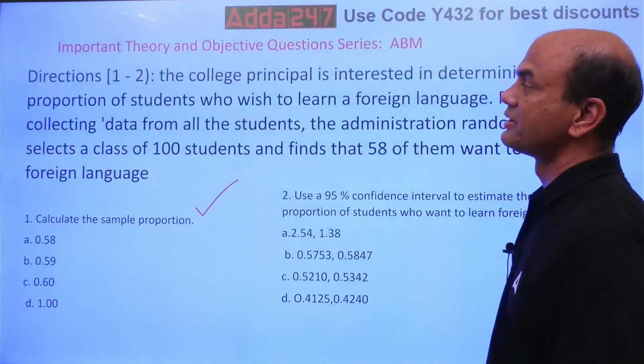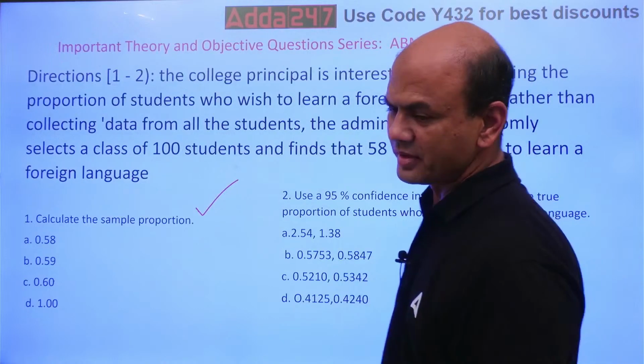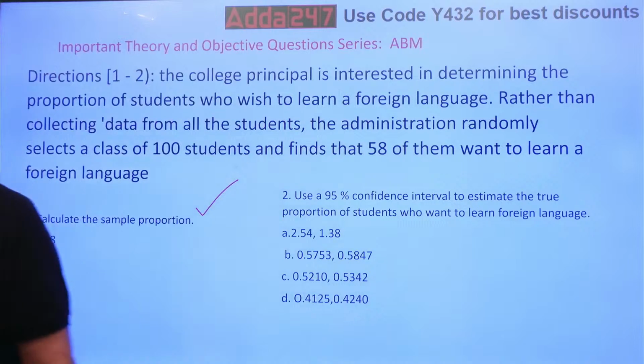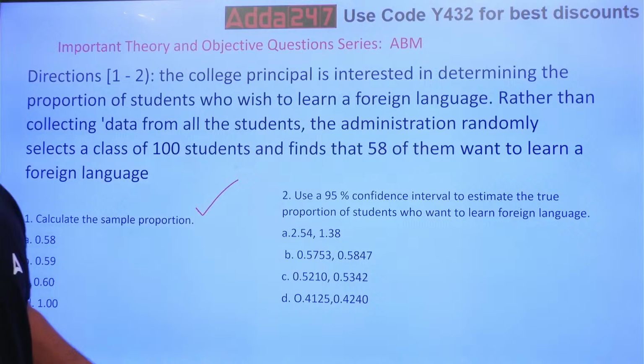Chalo, let's start. Here, immediately case study. Read this, everyone. The college principal is interested in determining the proportion of students who wish to learn the foreign language. Rather than collecting the data from all the students, the administration randomly selects a class of 100 students and finds that 58 of them want to learn foreign language. This is the overall premise given to you. Premise means this is overall the case given to you.